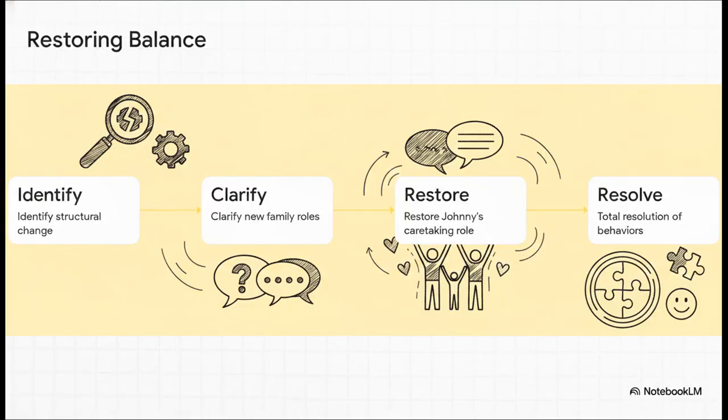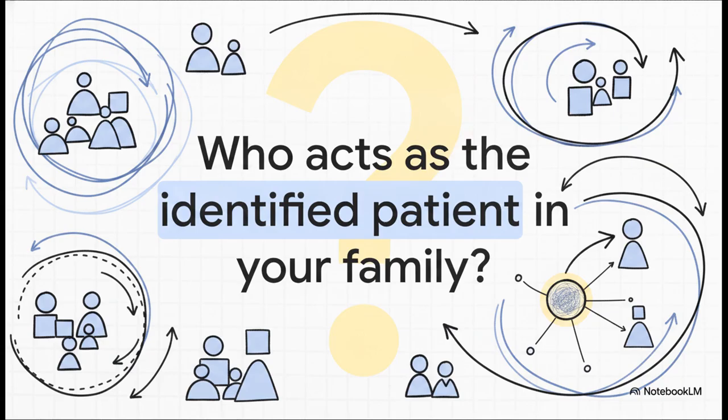So, how did systemic therapy actually fix this? Well, they didn't punish Johnny or treat him like a broken individual. First, they identified the structural change. Then, they worked with the whole unit to clarify the confusing new roles. And finally, they explicitly restored Johnny to his original caretaking role. And because the systemic balance was restored, Johnny's sudden behavioral issues simply vanished within a matter of months. The system was the patient all along.